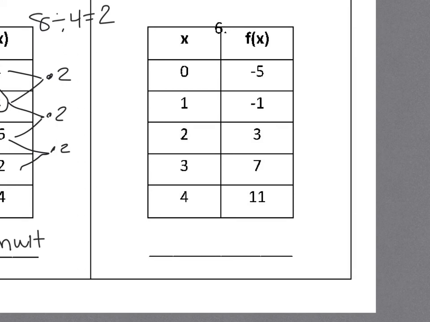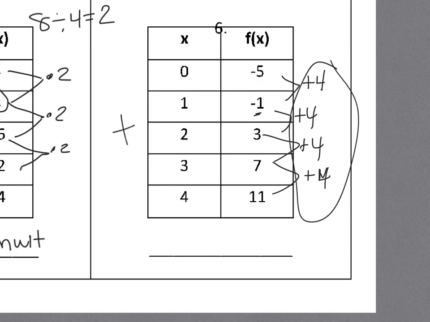All right, here we're plus 1. And -5 to -1, what do you have to do? -5 plus 4 will give you -1, right? -1 plus 4 is 3. 3 plus 4 is 7. 7 plus 4 is 11. So we're constant in our first difference, so it's linear.